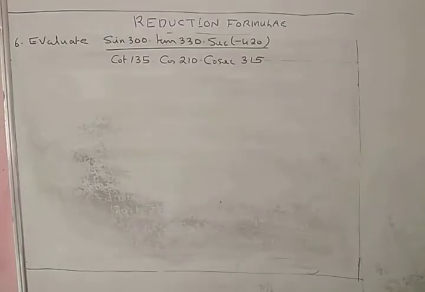Next problem, evaluate sin 300, tan 330, sec minus 420 divided by cot 135, cos 210, cosec 315. There are 6 quantities in this problem. Evaluate each one, then substitute. First sin 300.